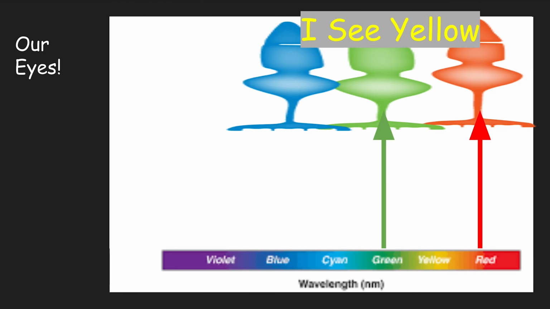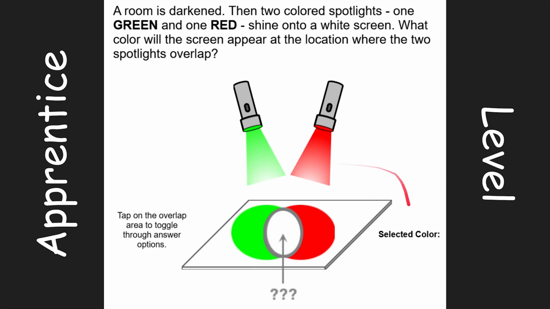And if green and red trigger, I see yellow. So your answer to this would be yellow would be in this spot. So look back through the rest of the video, figure out what colors make what, and you'll get that idea.